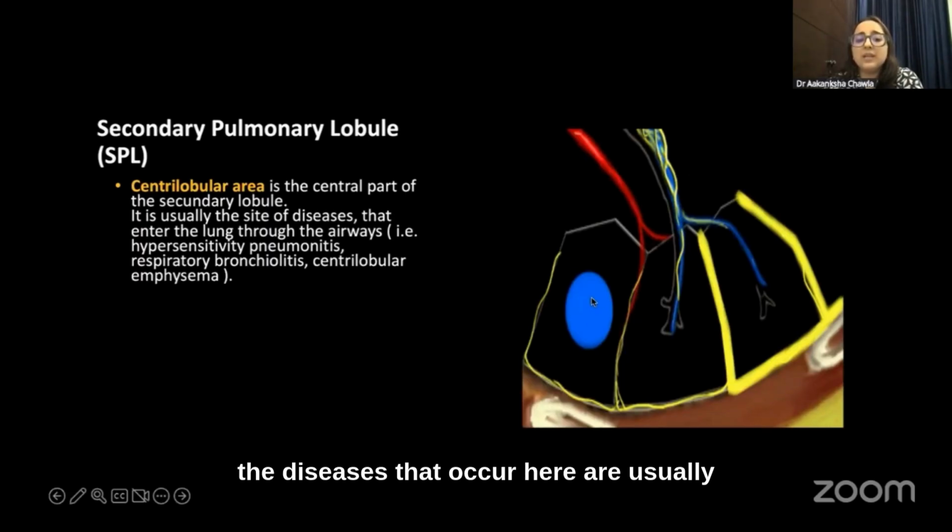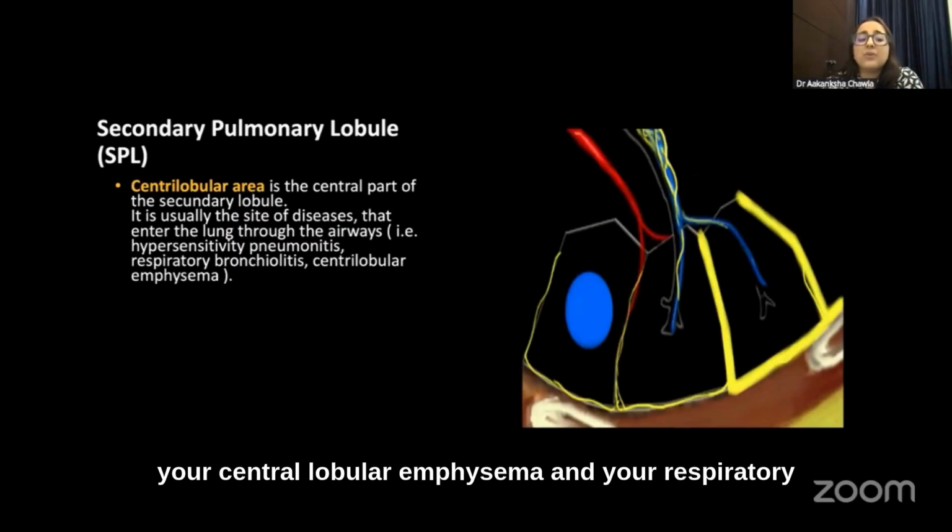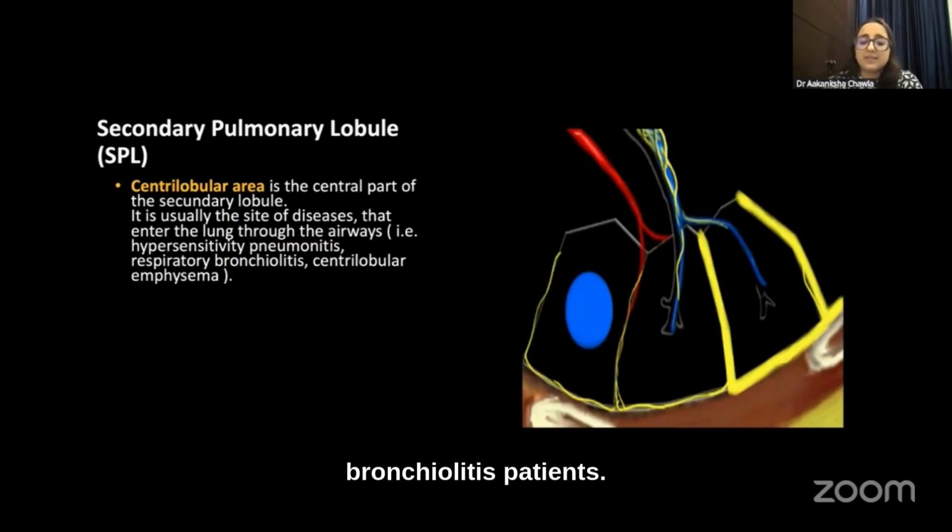Now, again, when you look at this figure, you can see that in the central part of the secondary lobule, the diseases that occur here usually enter the lung through the airways, like your hypersensitivity pneumonitis patients, your centrilobular emphysema, and your respiratory bronchiolitis patients.